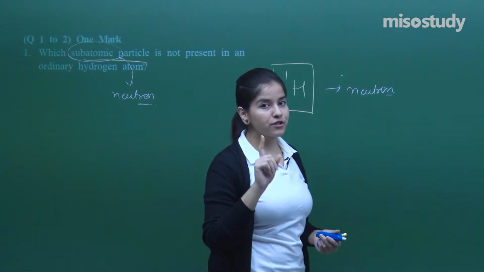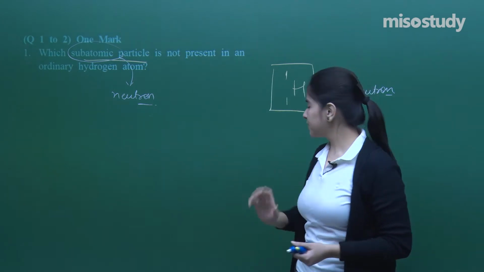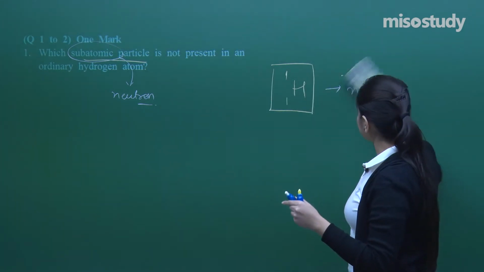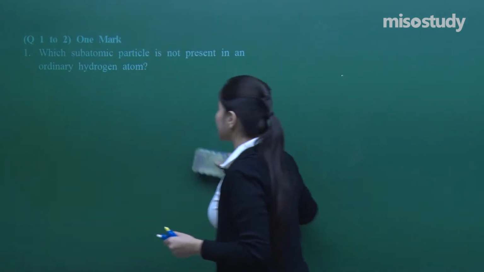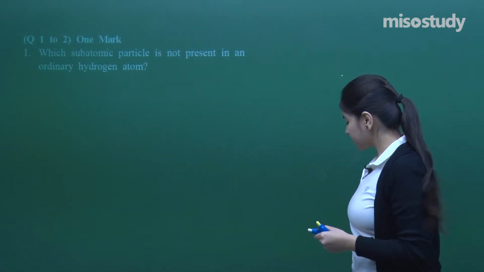No neutrons are there in the hydrogen atom, if I talk about the protium isotope of it. Since this is a 1 mark question, you have to just represent the answer in one line and that will be sufficient.